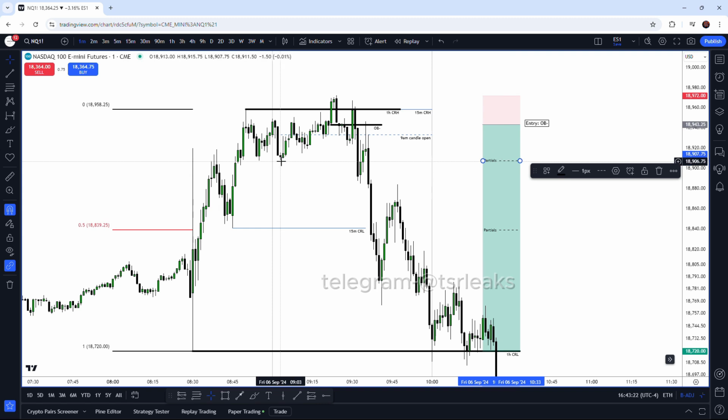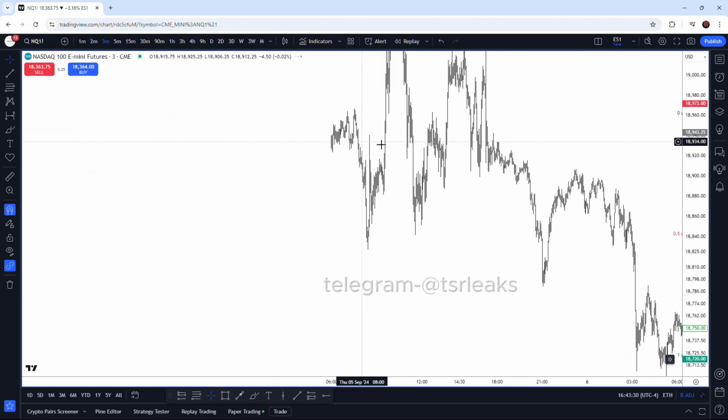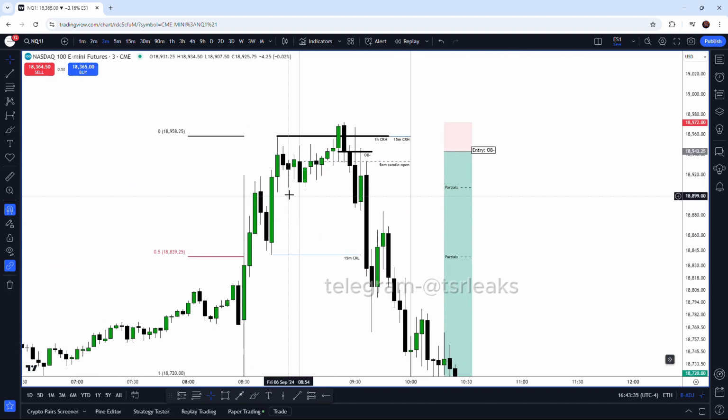Why would I take partials here? This is the low that caused the turtle soup. If you go to a 3-minute chart, it is more visible, much clearer. The low that caused the turtle soup, that is exactly where my other partial was.